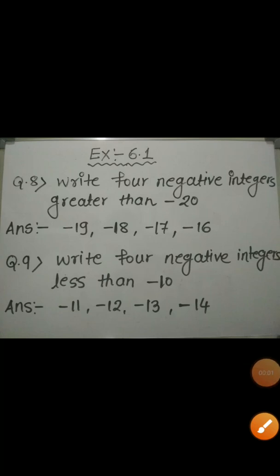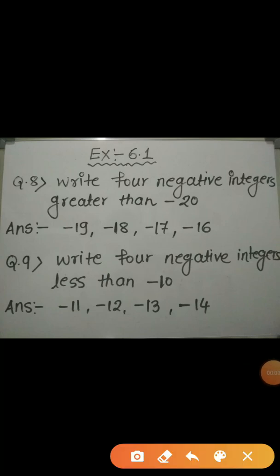Students, today I am going to discuss question number 8 of exercise 6.1. See the question. Write 4 negative integers greater than minus 20. Minus 20 is a negative integer which comes to the left of 0 on the number line. Here we are asked to write down the 4 negative integers which are greater than minus 20.